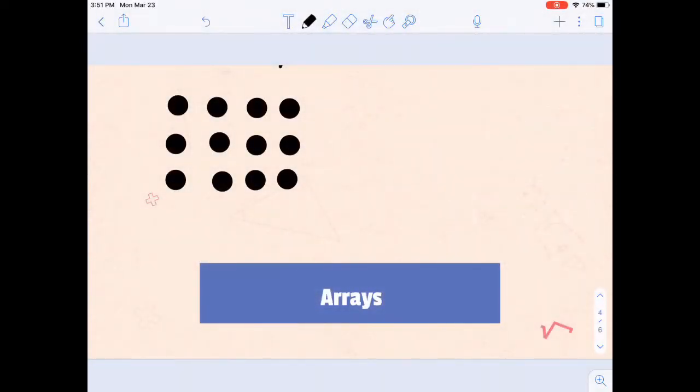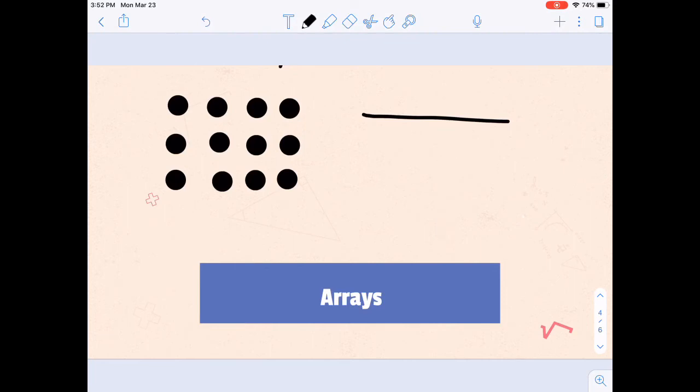Another good strategy to use for division is something called arrays. This is something that we also use in multiplication. We just have to do it a little bit differently. If this is an array given for a division equation, your dividend is going to be how many dots or how many stars or hearts or smiley faces or whatever kind of symbol they give you. Remember, arrays are always going to be in rows and columns. Rows go side to side, right? And columns go up and down.